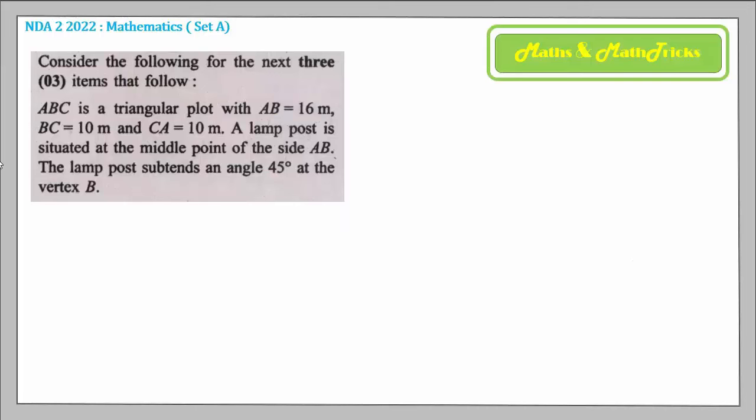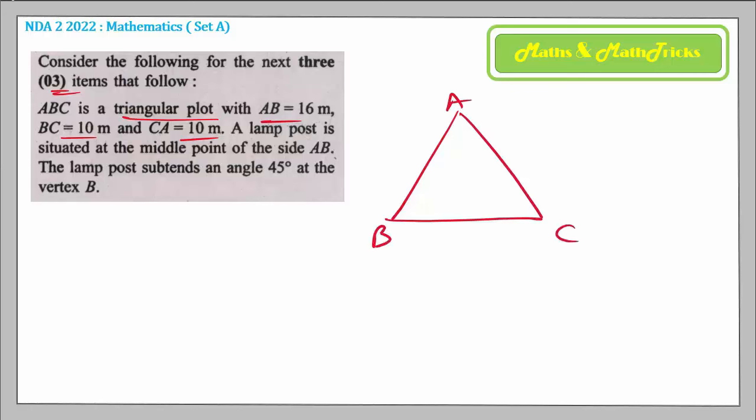Now, in this question they say ABC is a triangular plot with AB 16 meters, BC 10 meters and CA 10 meters. You know these three sides in a triangle, and there is a lamp post which is situated at the middle point of the side AB. This is the info to answer 3 items again. Okay, be careful. So the diagram you have to understand first. The triangular plot, I am naming it in order A, B, C. Then they ask you to take the midpoint and place it over there.